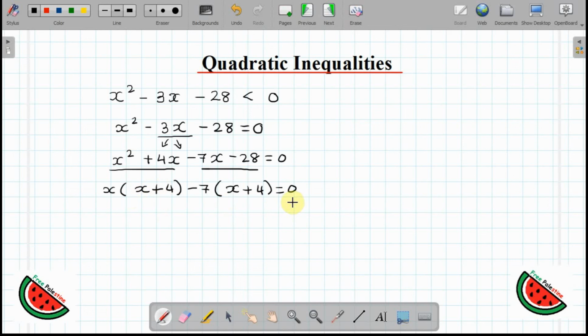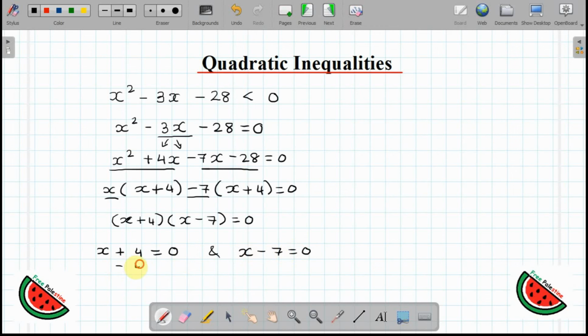So I'm going to factorize this whole line here. So x plus 4 is the highest common factor, and then the second bracket will be made up of x minus 7. That's equal to 0. Again, I'll then go ahead to try and find the solutions. So x plus 4 equals 0 and x minus 7 equals 0.